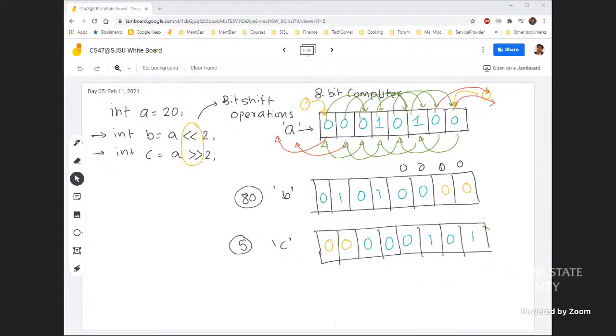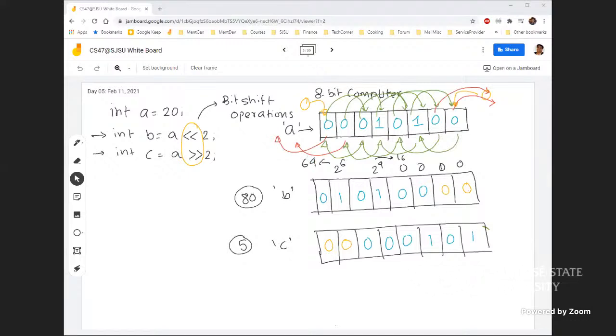Then this is 0, 1, 2, 3, 4. 2 to the power 4 and 5, 2 to the power 6. So 2 to the power 4 is 16. This one is 16. And this one is 32, 64. 64 plus 16 is 80.